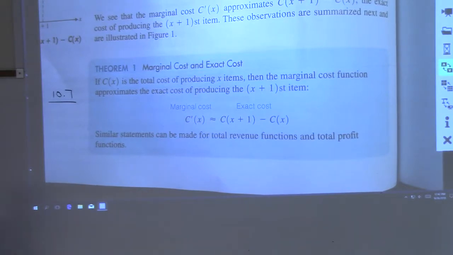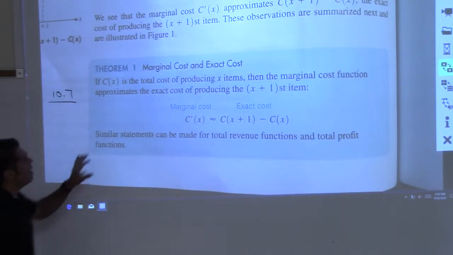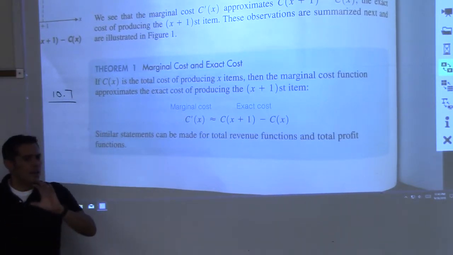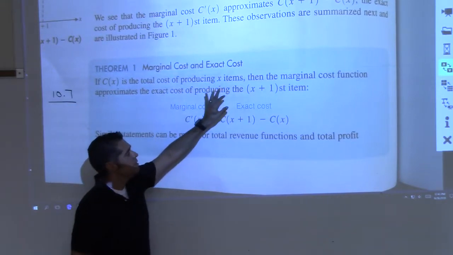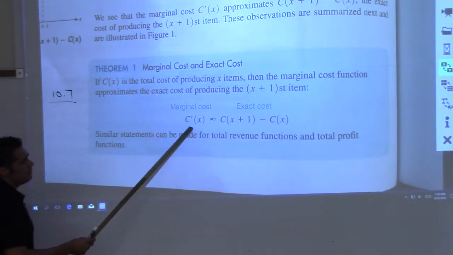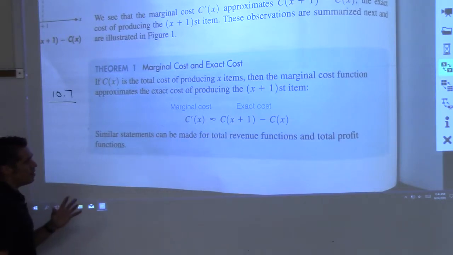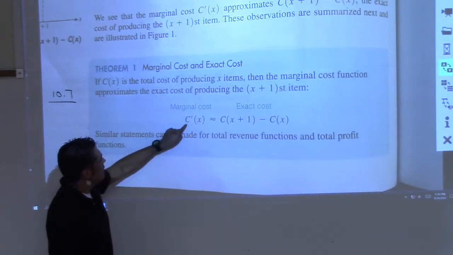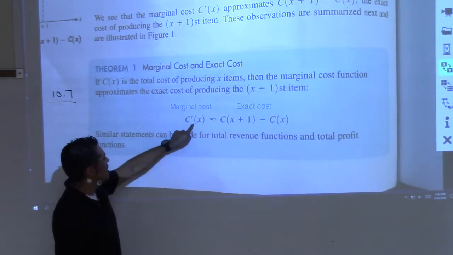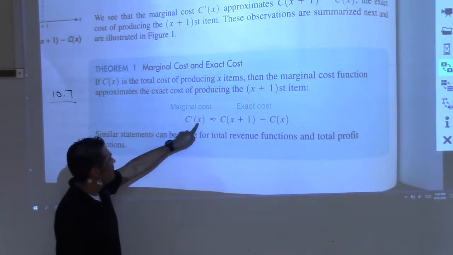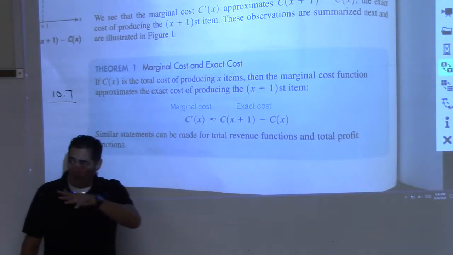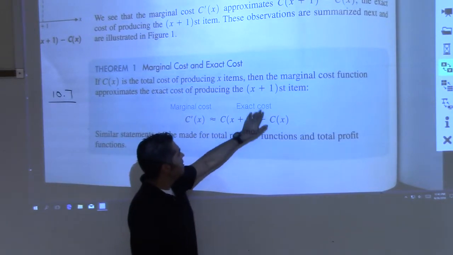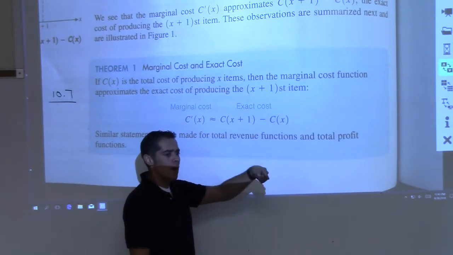Okay, so we have this theorem that says that we have a way of looking at the marginal cost, which was the derivative, and somehow relating that to the exact cost. So here's the formula, or it's not an equation. It has a squiggly equal sign. I'll explain what that means. But it says, look, if you want to know the instantaneous rate of change of your cost function at x, it is squiggly equals, which means approximately, not exactly, but approximately, the exact cost of producing one more item. So this is what we just talked about.